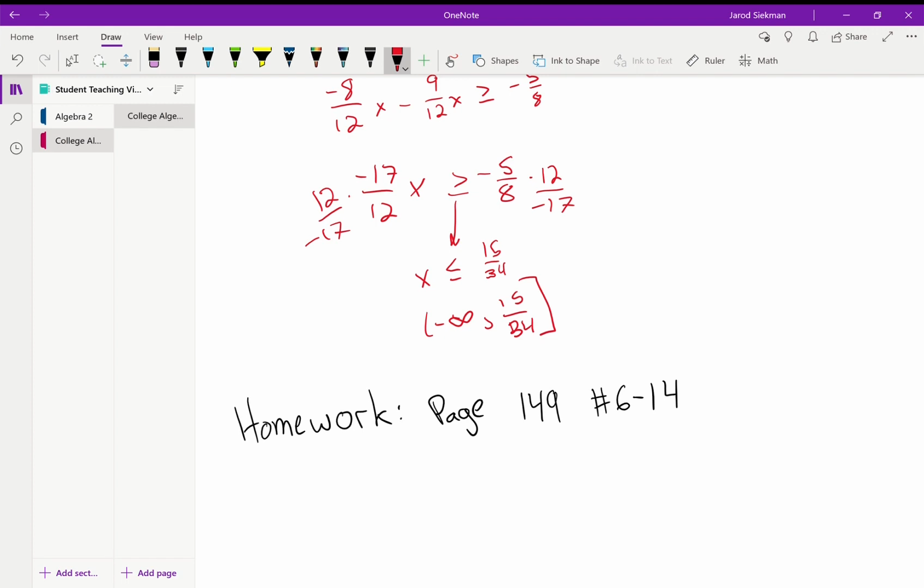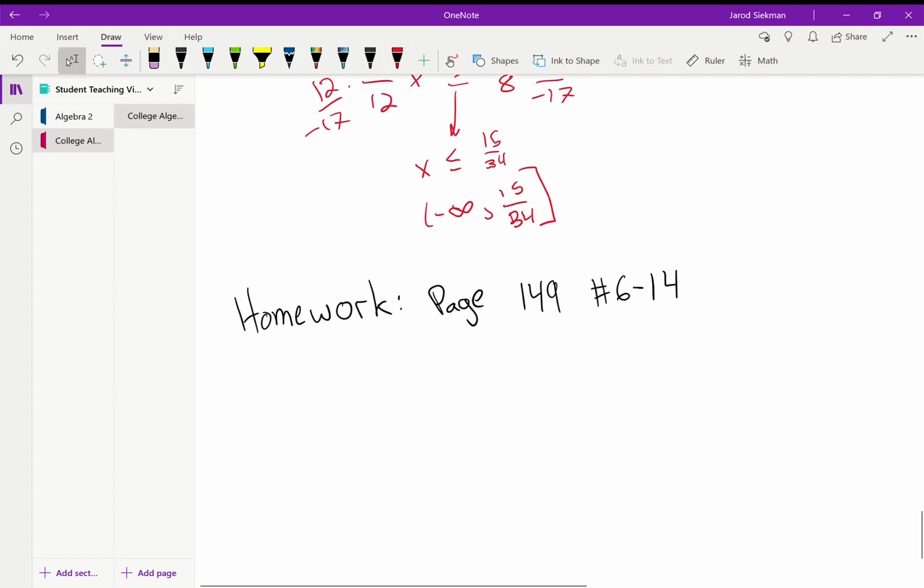Always try to put it into interval notation, get that practice in, and here is the homework.